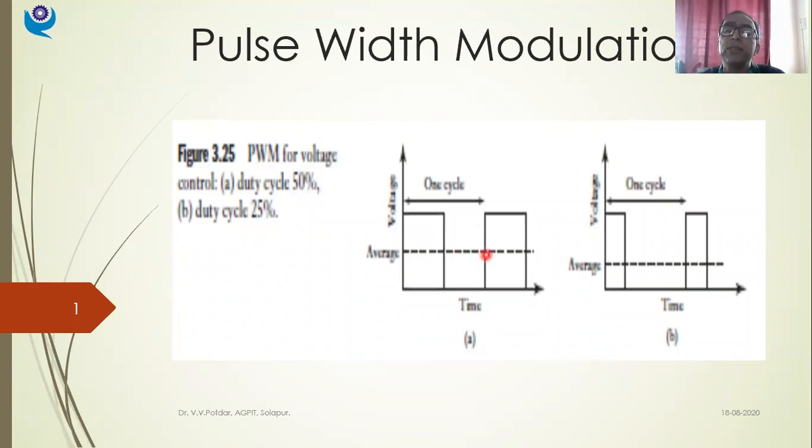Pulse width in this is what? This is the entire cycle. This full length is the entire cycle. Out of this complete one cycle, I have taken only the half cycle. So this pulse width I have reduced, right? Accordingly, I can alter my output voltage. So this is the average voltage that I have by using 50% of the cycle. That is called a 50% duty cycle.